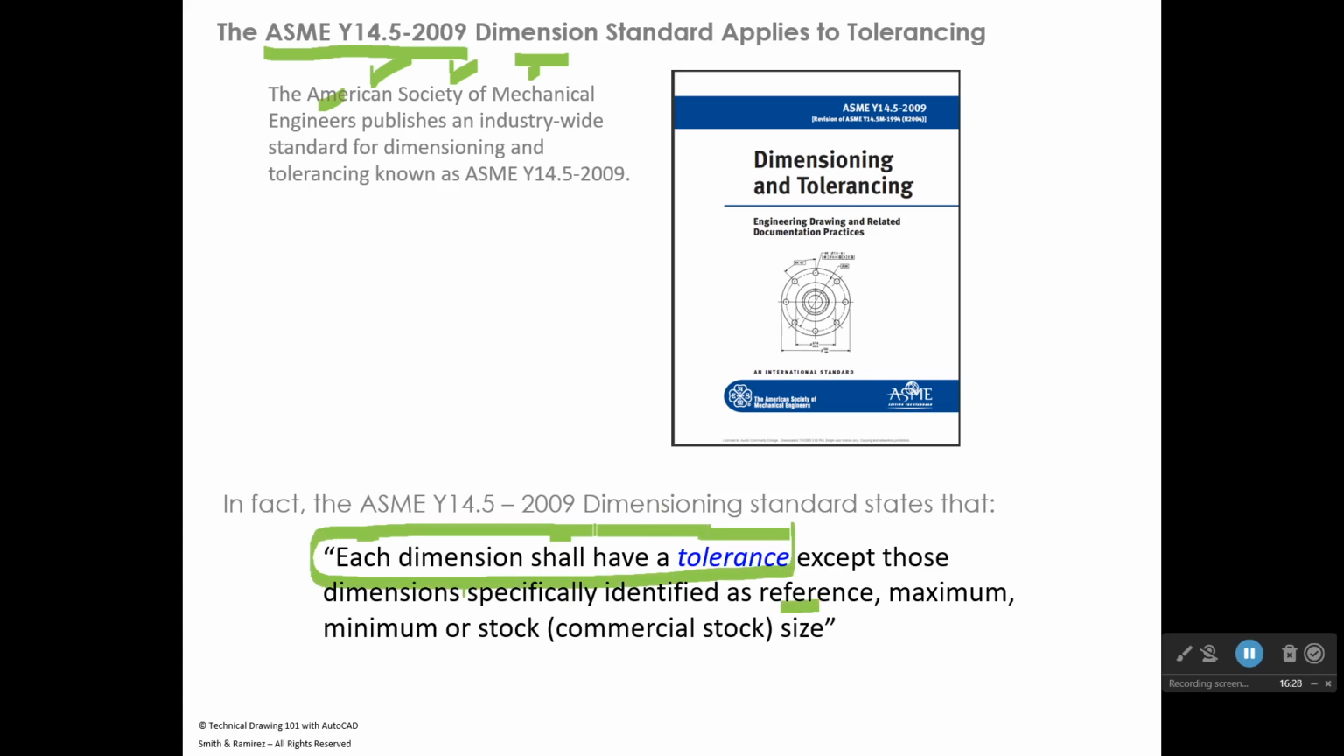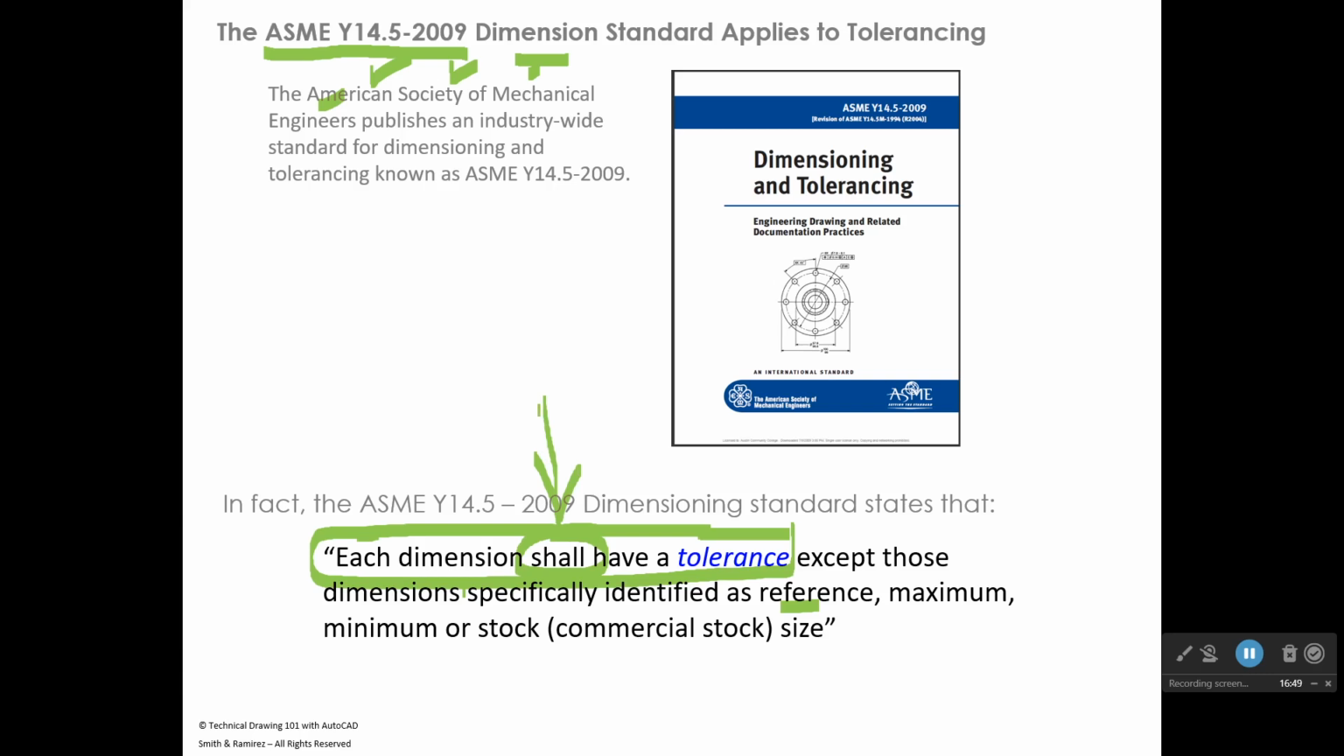So that pretty much, that's a rule right there. And I'll tell you how I know it's a rule. You see right here, they say each dimension shall, okay? So the way I look at that, shall is biblical. And whenever you see a biblical term, it's probably important, okay? So that's how important tolerancing is to ASME.